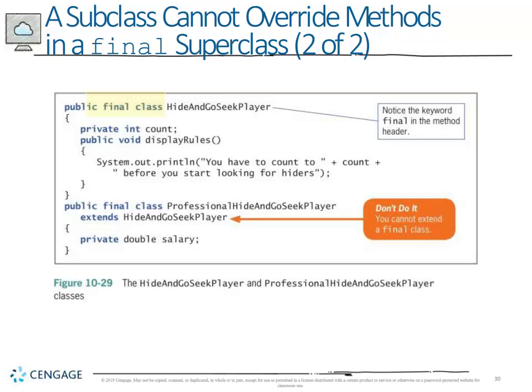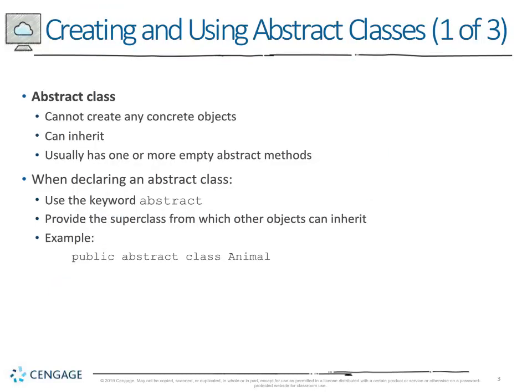And the professional hide and go seek player class that attempts to extend the final class, adding a salary field. It will give us an error message because a final class cannot be a parent class. A concrete class is one from which you can instantiate objects.